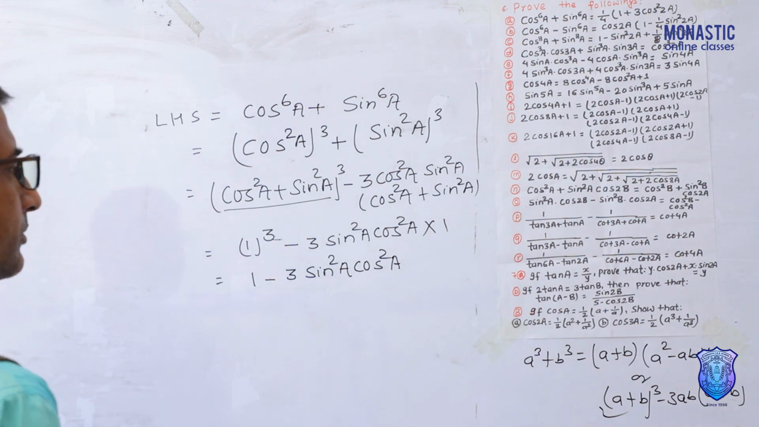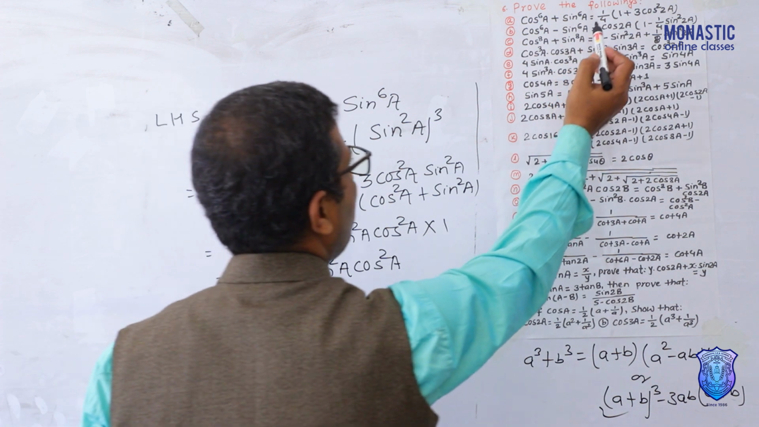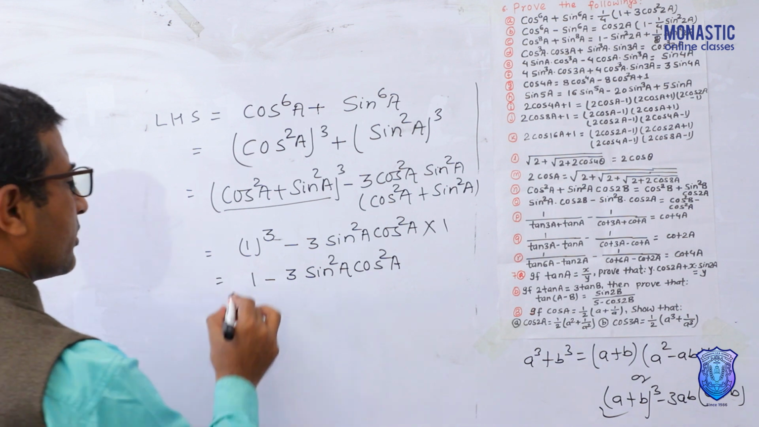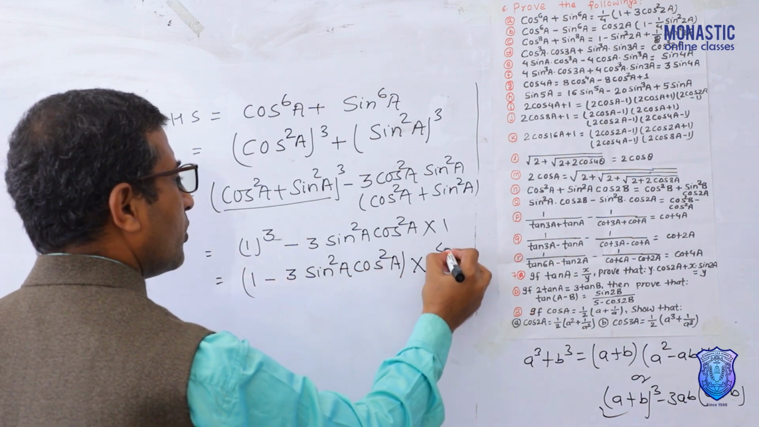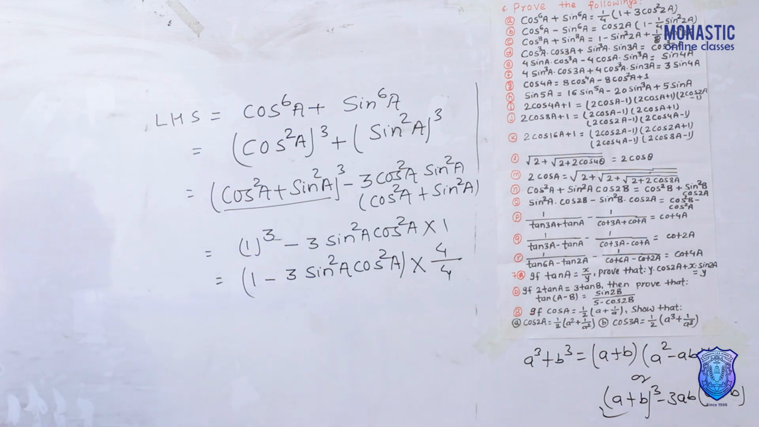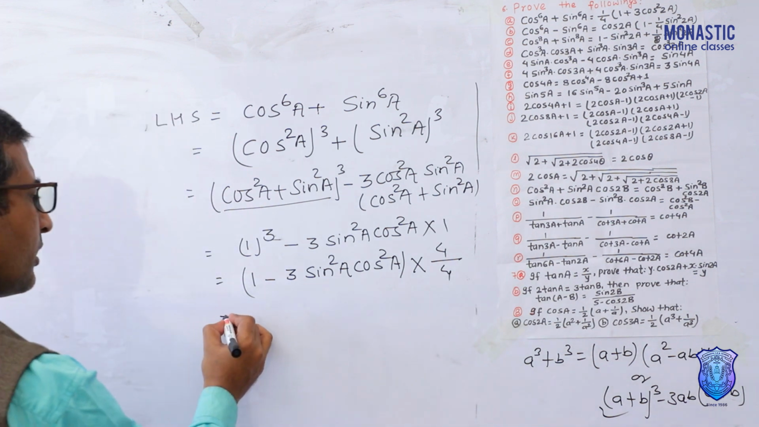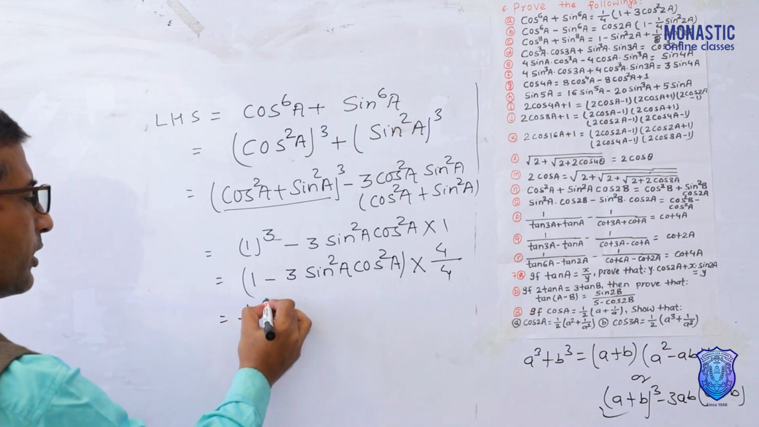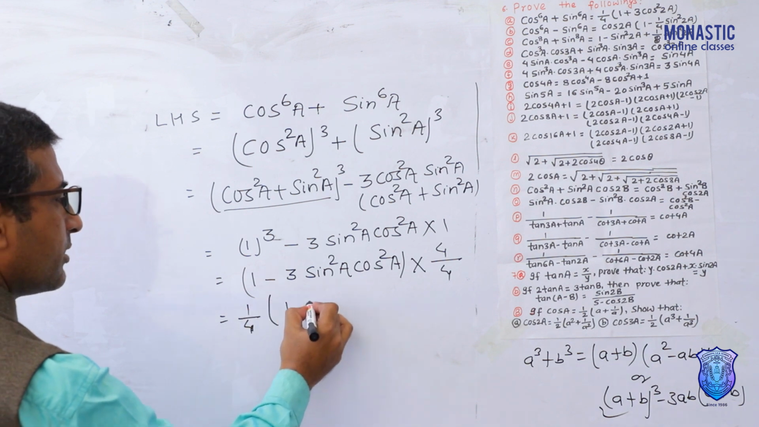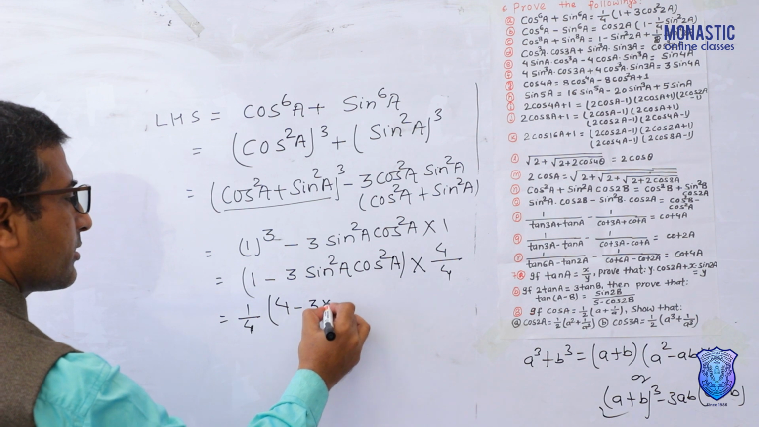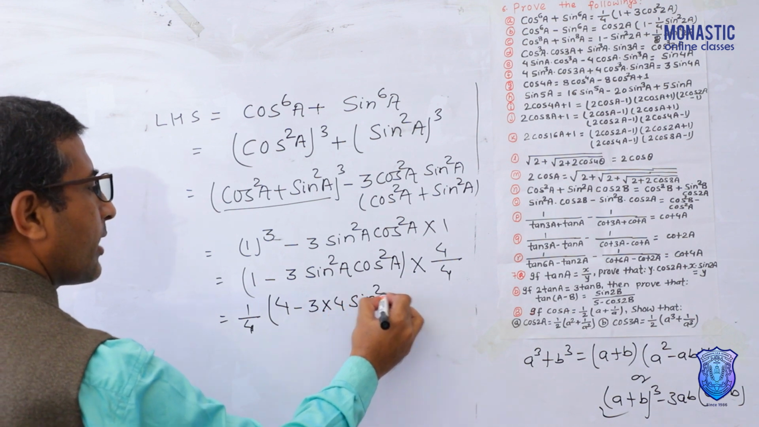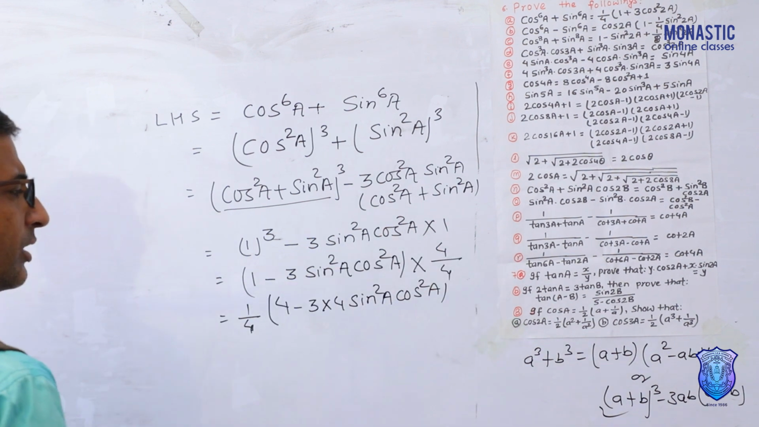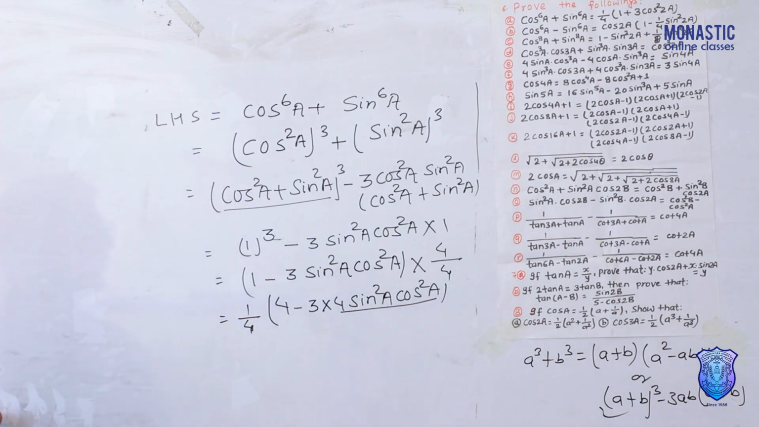Now what next? What to do? If we look at the RHS, there is 4 in the denominator, but here there is nothing in the denominator. So if we need 4, let's multiply numerator and denominator both by 4. In the denominator we have 4, so it is 1 by 4 now, and we can write this as 4 minus 3 into 4 sine square a cos square a. We have multiplied this with 4, so we have written this separately.